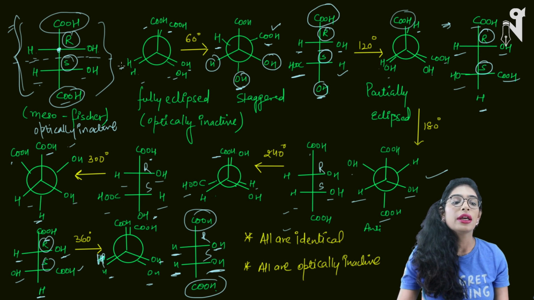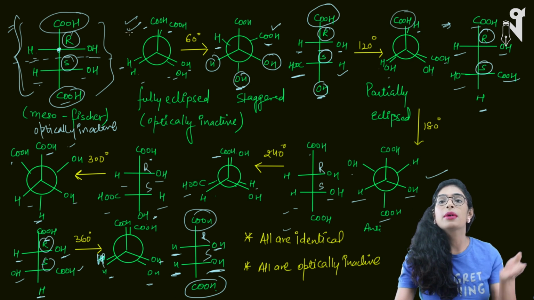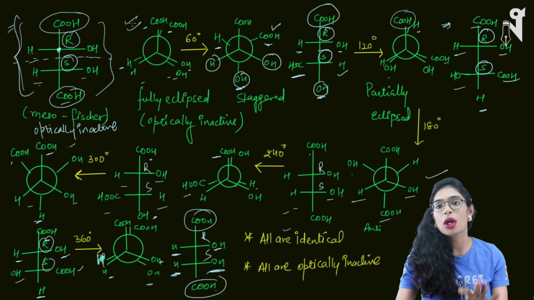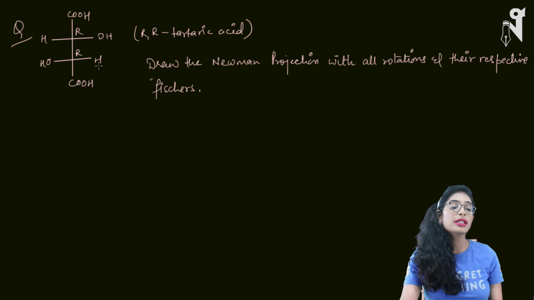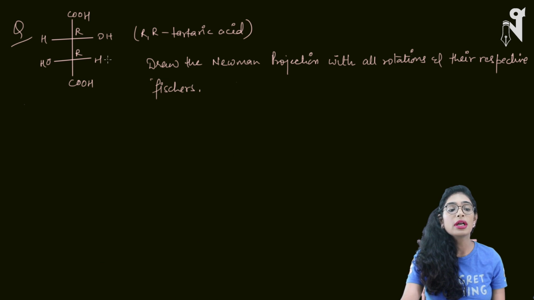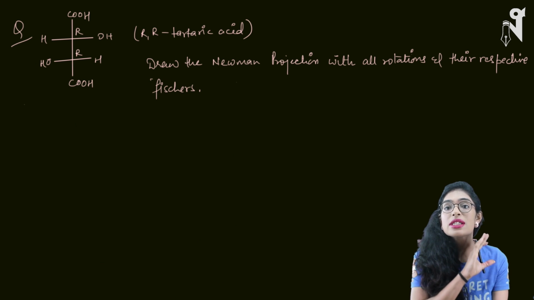So let's see if I draw its Newman, and keep rotating them and draw different Fischers, is it going to make any change in the molecule or not? Let's quickly see. So this is the molecule which I have given you. It's exactly the same molecule, I have just swapped the OH and hydrogen position. Earlier the OH was here and hydrogen was here. Now I have put OH here and hydrogen here, which is bringing the configuration to R and R. Earlier it was R and S. So earlier was meso, and this one is not meso.